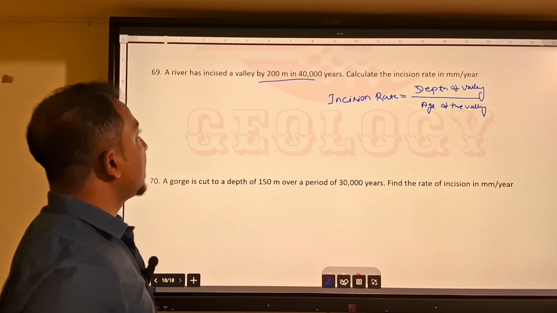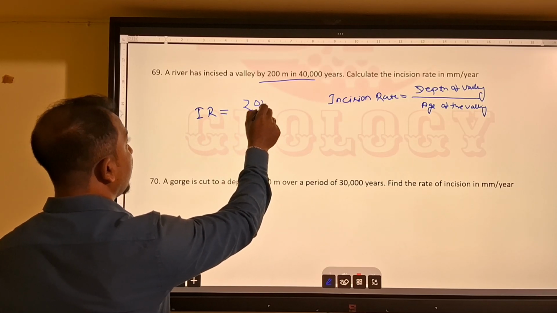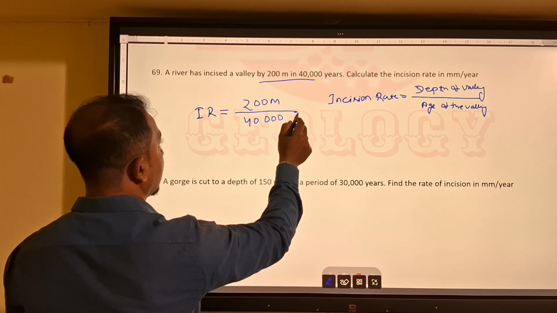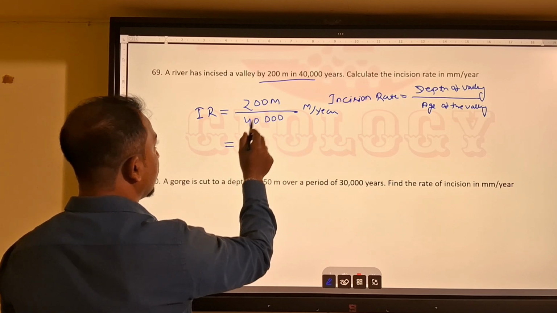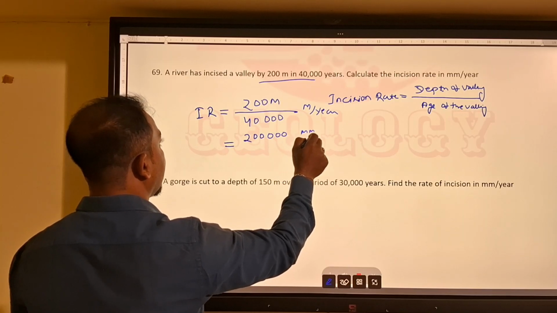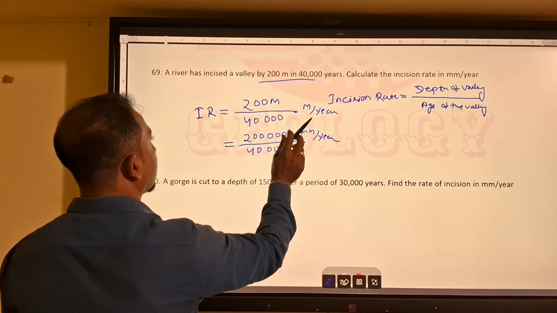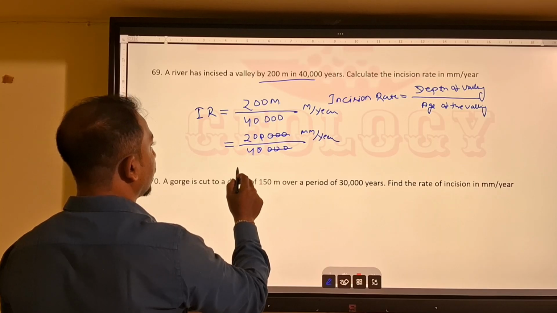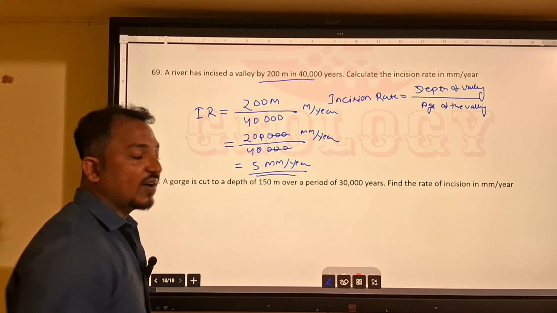So here in the question, a river has incised 200 meter. So incision rate will be 200 meter divided by 40,000 years. So it will be meter per year. But the answer is asked in mm per year. So 200 meter will be 200 into 10 to the power 3 mm, divided by 40,000 years. That is 5 mm per year.